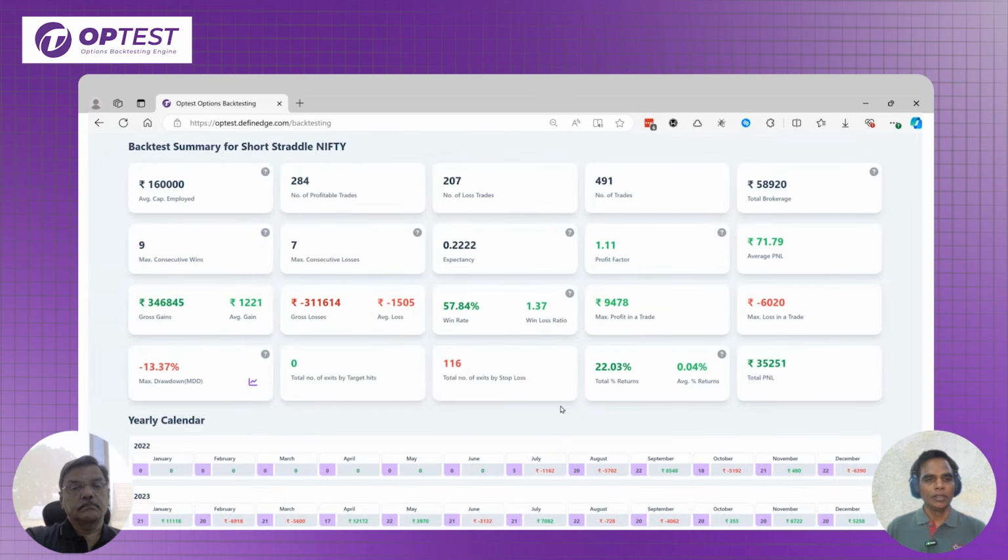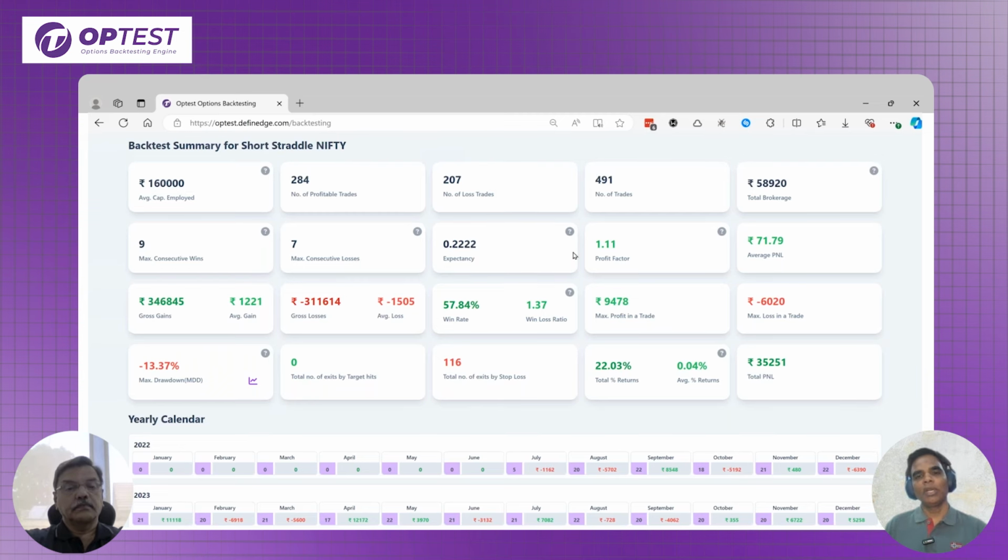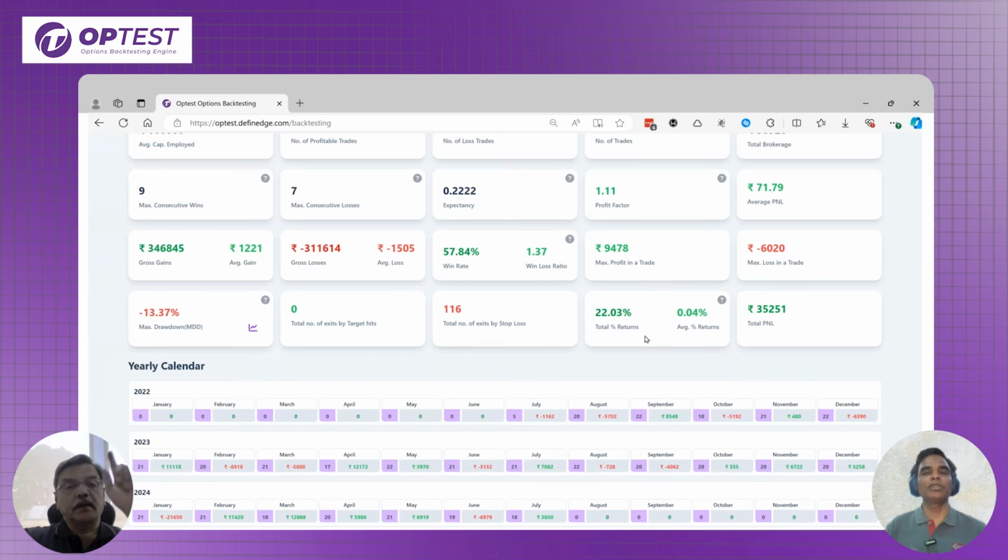Okay. Now total number of exits by target hits. We didn't choose any target hits, so it will be 0. Yeah. So how many stop losses have been hit? 116 stop losses have been hit in the case of loss-making trades. The remaining of these loss trades are simply exiting at 3:20. Now total returns is 22%. 22% based on what? Just one thing, the capital employed.